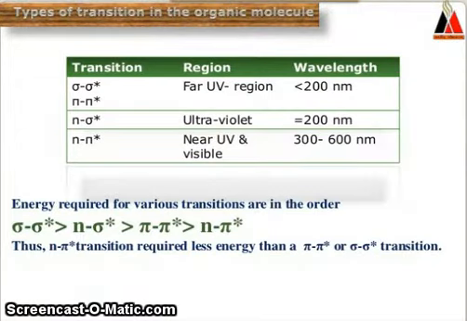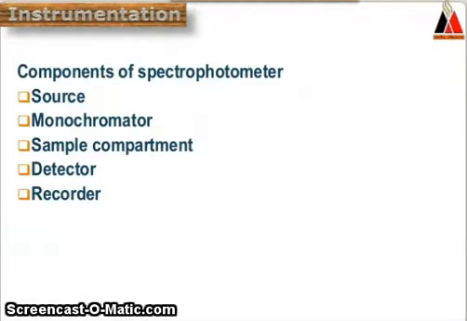The energy required for various transitions is in the order: sigma to sigma star, n to sigma star, pi to pi star, n to pi star. Thus n to pi star transition requires less energy than pi to pi star or sigma to sigma star.